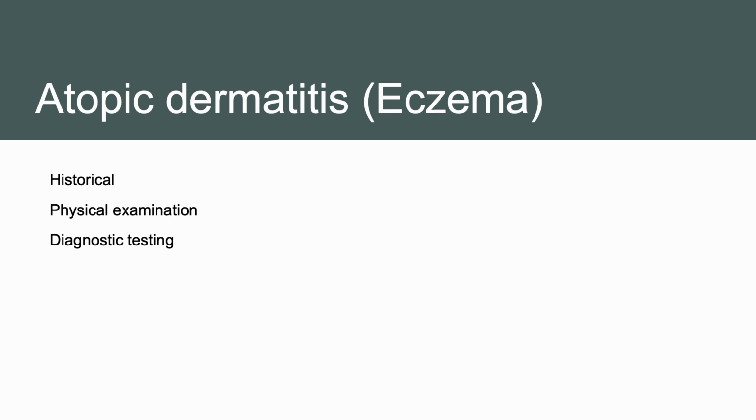On history, we want to discuss onset and duration of symptoms, family and personal history of atopic diseases, identification of potential triggers, and the impact on quality of life. On exam, inspect the skin for characteristic lesions, assessment of the distribution and severity of the lesions, and also evaluation for secondary infections like bacterial or viral infections on the skin.